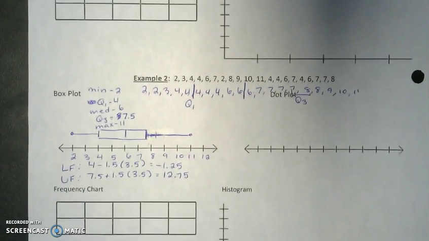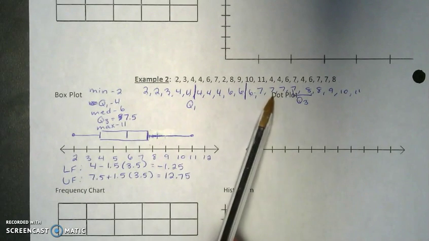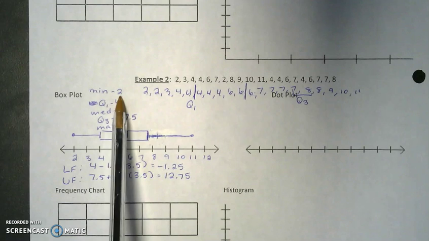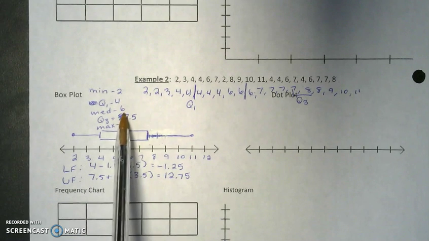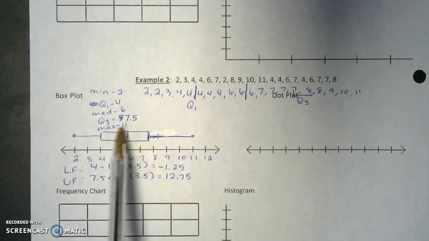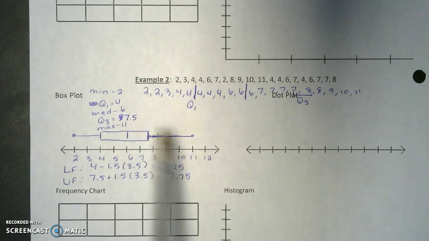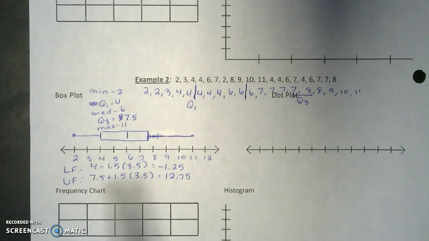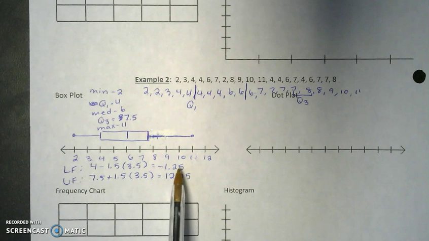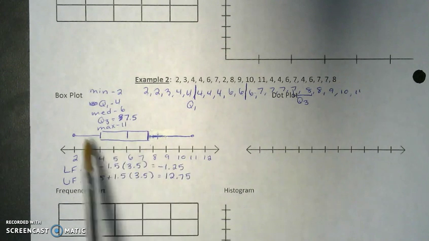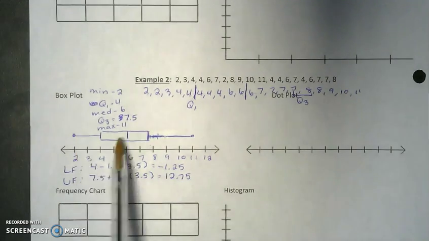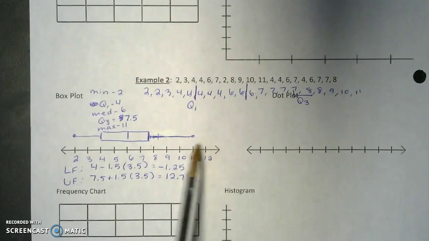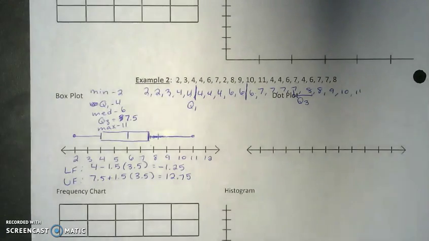Okay, for example number 2, it took a little bit longer, so we went ahead and put the numbers in order. We got our min is 2, Q1 is 4, median is 6, Q3 is 7.5, max is 11. So we checked our lower fence and our upper fence. We had nothing lower than this, nothing higher, so we had no outliers. We went ahead and drew a dot, a line, line, line, and a dot. So then we connected our box and connected our whiskers. So hopefully that was okay for you.